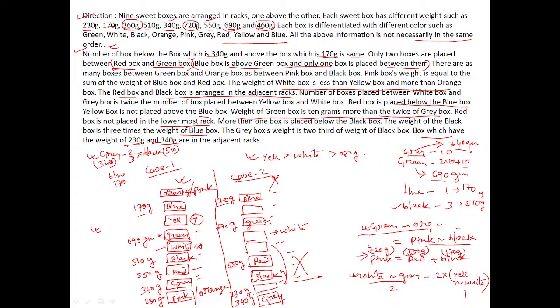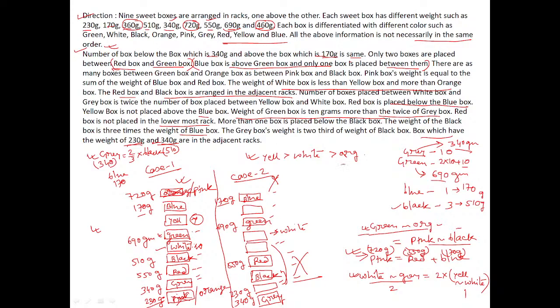Pink is 720, right? So pink is 720, but here at the very bottommost box, 230 gram is there. So already we calculated that pink is 720 gram. So pink can't come here, only orange is here, and pink should be at the topmost box, which is 720 gram, right? So what are the values left right now?